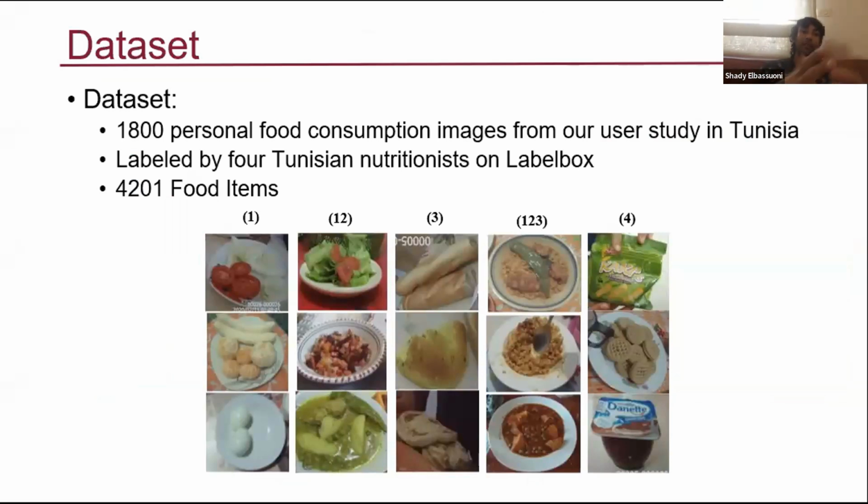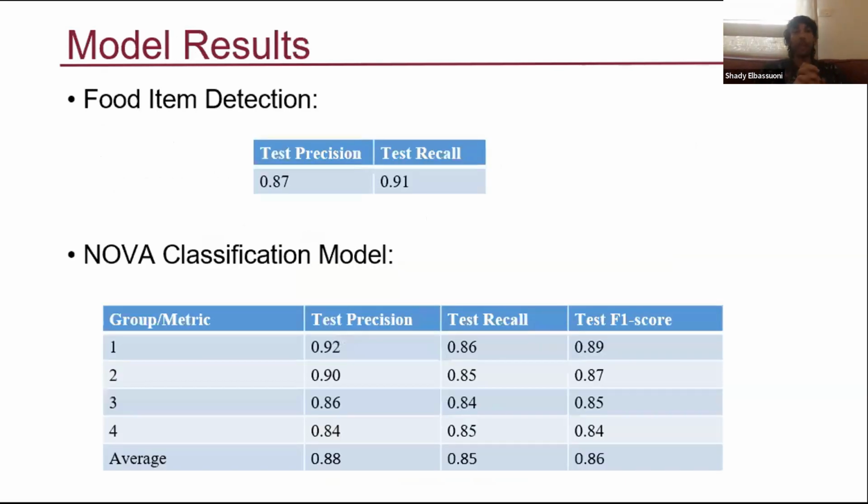Now, our data set, once it was annotated on Labelbox by our expert nutritionist, we ended up with over 4,000 different food items in the 1,800 personal food consumption images. And as you can see on top, these are the NOVA groups assigned to them. So the first column was NOVA group 1. The second column, for instance, is NOVA group 1 and 2, and so on. Then we again split the data into training and validation, and trained one model for food item detection to basically draw a bounding box on the different food items in an image, and another for classifying a food item into one of the NOVA classes.